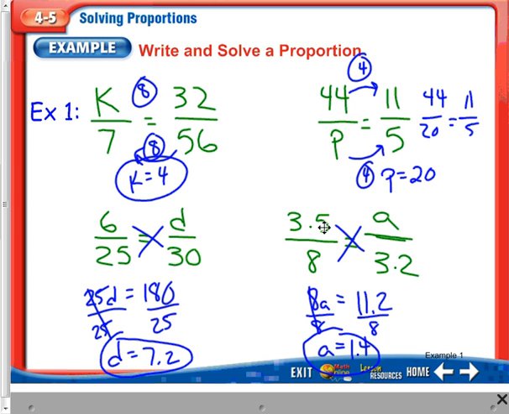So if 3.5 is to 8, then 1.4 is to 3.2. So we have the same common thing happening from one number to the next.